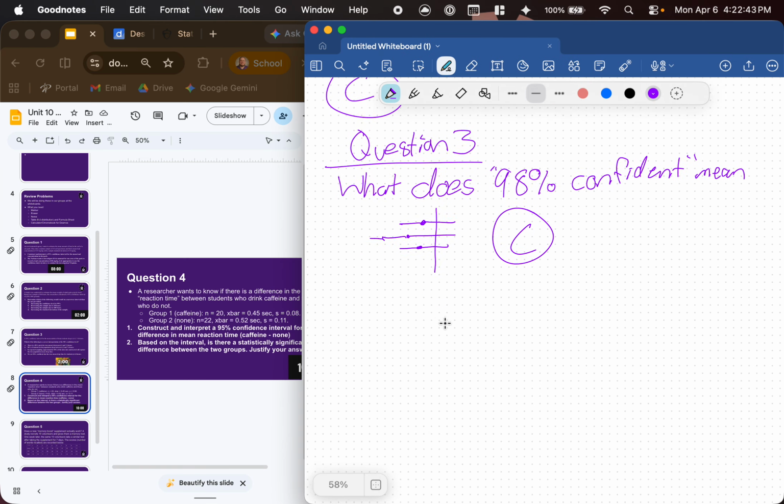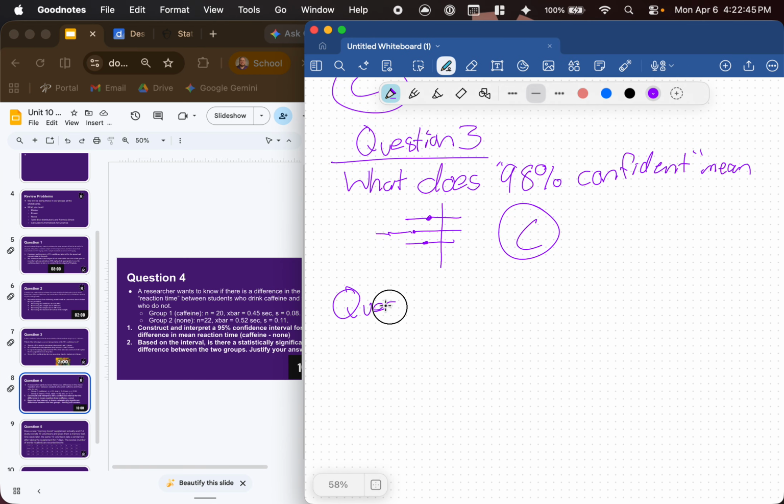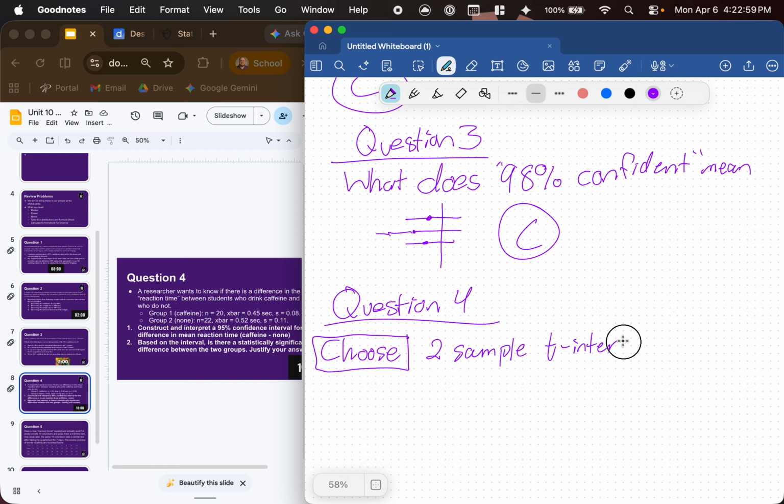So let's go through. So question 4. All right, choose. This is a 2-sample t interval for mean 1 minus mean 2.